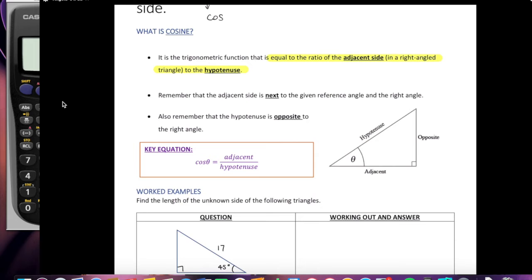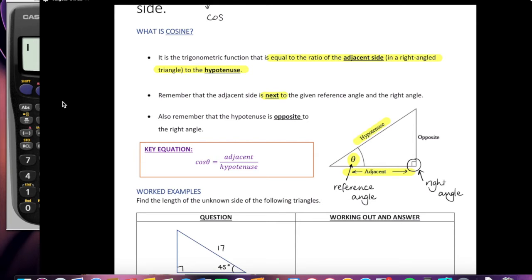Now, in case you've forgotten where the adjacent side is, remember that it is next to a given reference angle and the right angle. So let's take a look at the diagram that I have here to the right. Remember, theta is what's representing our reference angle. And notice here we have our right angle. You can see that the adjacent is right next to both. So I'm just going to highlight that as well. When we're talking about cosine or the use of cos, we're talking about using the adjacent, the reference angle, and the hypotenuse. The opposite is not relevant when we're using cos.